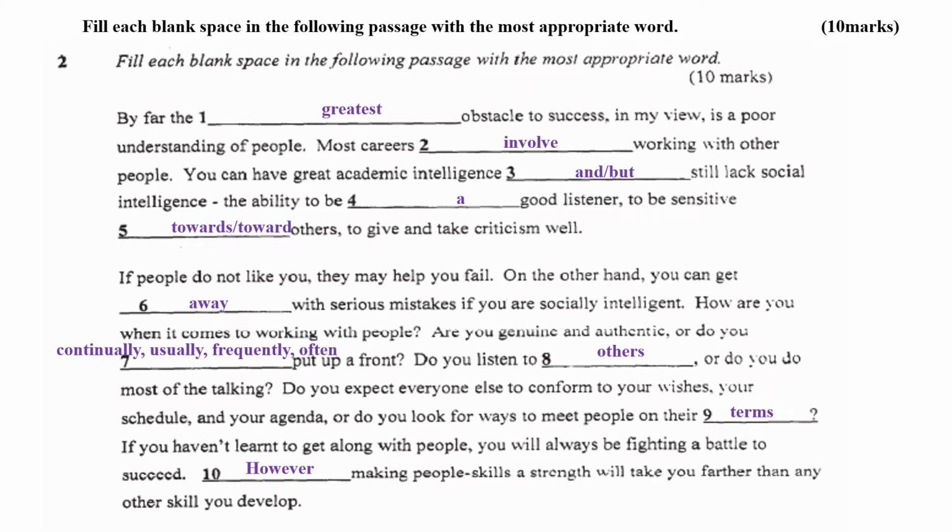How are you when it comes to working with people? Are you genuine and authentic, or do you continually put up a front? Do you listen to others, or do you do most of the talking? Do you expect everyone else to conform to your wishes, your schedule, and your agenda, or do you look for ways to meet people on their terms? If you haven't learned to get along with people, you'll always be fighting a battle to succeed. However, making people skills a strength will take you further than any other skills you develop.